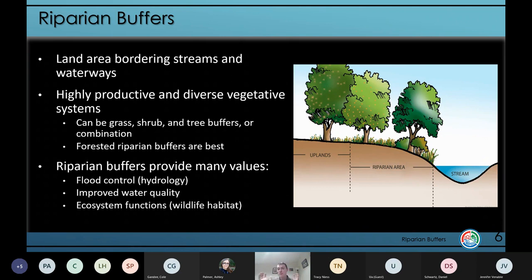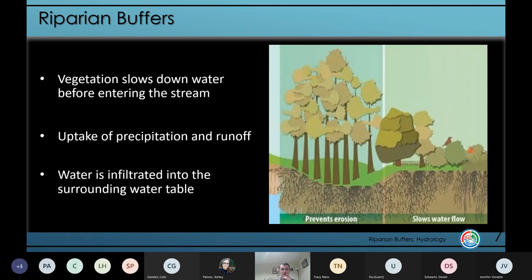They help flood control. They also help improve water quality by soaking up nutrients and also pollutants before they enter the stream. And they also hold back sediment, so preventing erosion. They also slow down water before entering streams. I talked a little about that. They take up precipitation and runoff. So again, they soak up pollutants and things like that, as well as excess runoff before it even enters our streams. And they help filter water before it goes into our streams. So again, they filter out some of those pollutants and sediments as well.